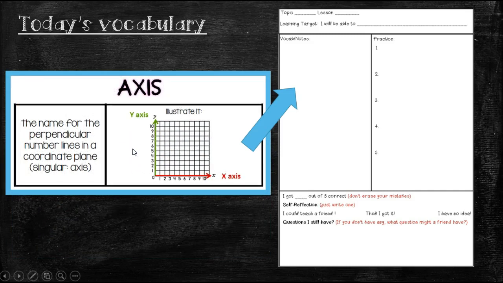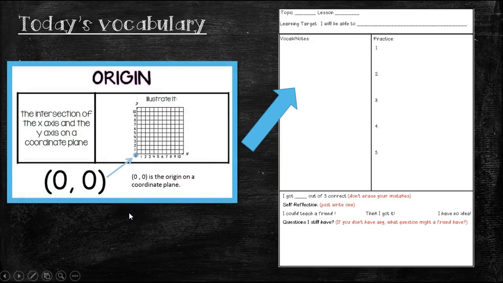Our next vocabulary word is axis, and that is the name for the perpendicular number lines in a coordinate plane. So it's very, very important that you know that the x-axis is the one that goes left to right, and then the y-axis goes up and down. 0 is in both the x and the y-axis.